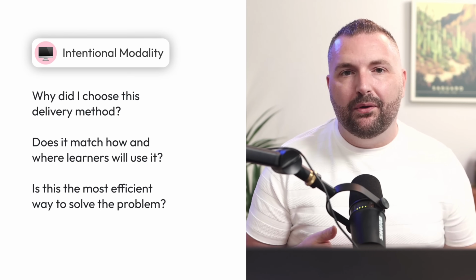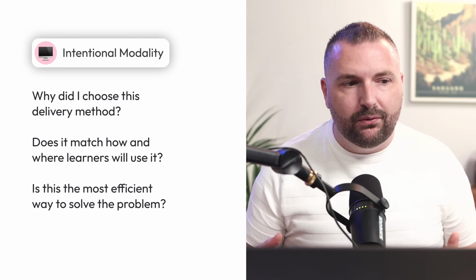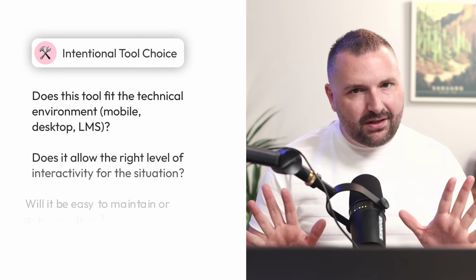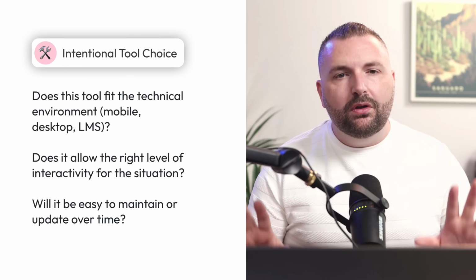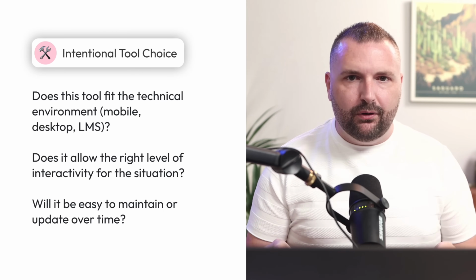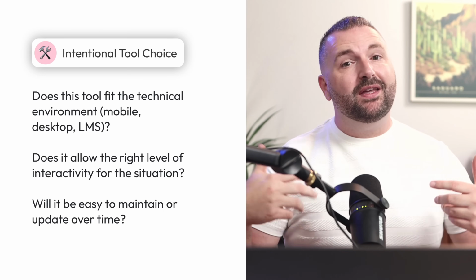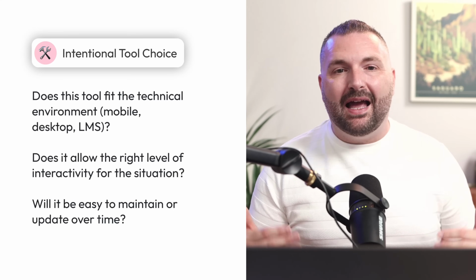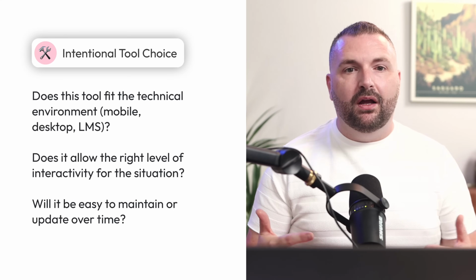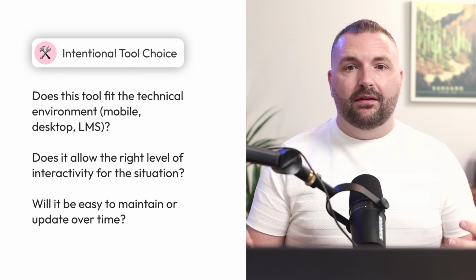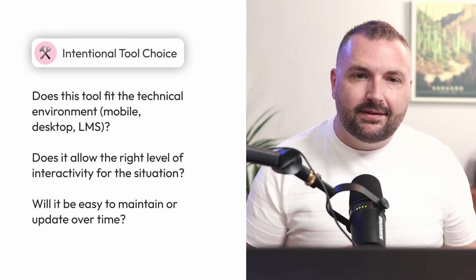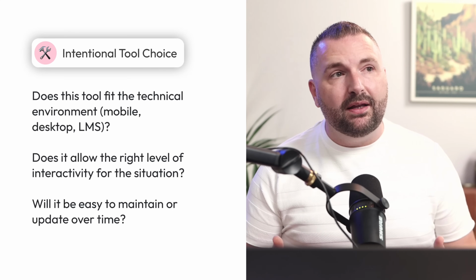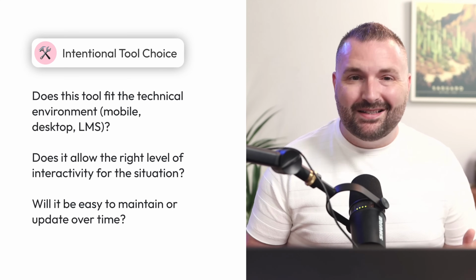One is designed around the content, the other is designed around the learner's reality. Next, intentional tool choice. Now, let's talk about tools. Your tool should fit the need, not the other way around. Choosing the right tool shows you're thinking about the learner experience, technical constraints, and what's actually required. So ask yourself, why did I choose this tool? Does it fit the learning context and technical environment? Does it support the right level of interaction and accessibility?